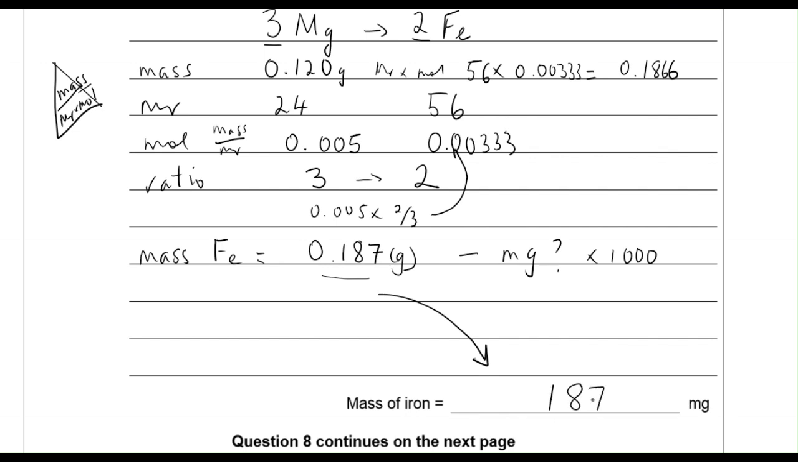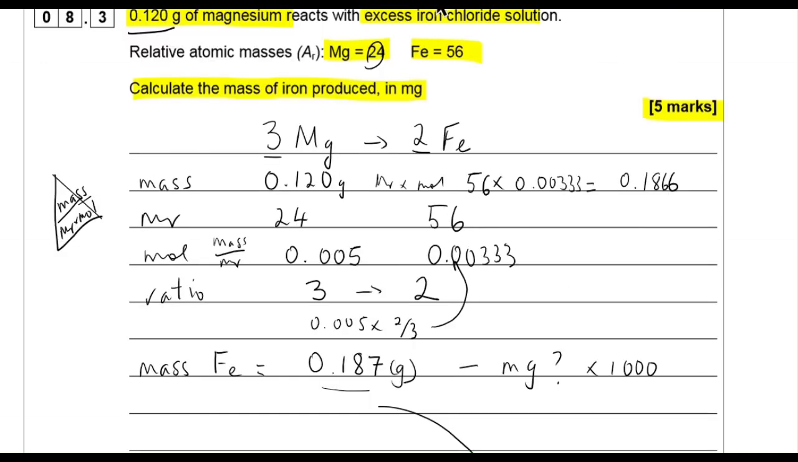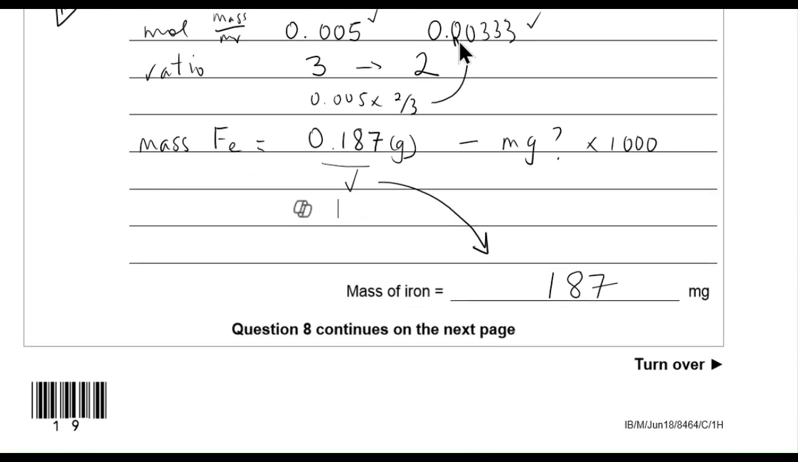So for mark allocation, we're going to get a mark for the correct number of moles of magnesium, a mark for the correct number of moles of iron, a mark for the mass of iron produced in grams, rounded to 3 sig figs, and the final 5th mark is to convert into milligrams. 5-mark question. Over the page, 8.4.